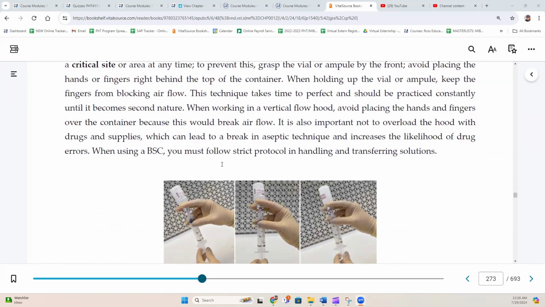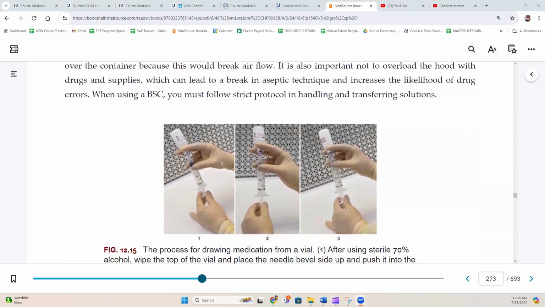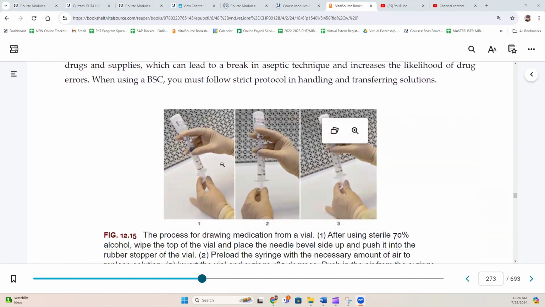When working in a vertical flow hood, avoid placing the hands and fingers over the container because this would break airflow. It is also important not to overload the hood with drugs and supplies, which can lead to a break in aseptic technique and increases the likelihood of drug errors. When using a BSC, you must follow strict protocol in handling and transferring solutions.